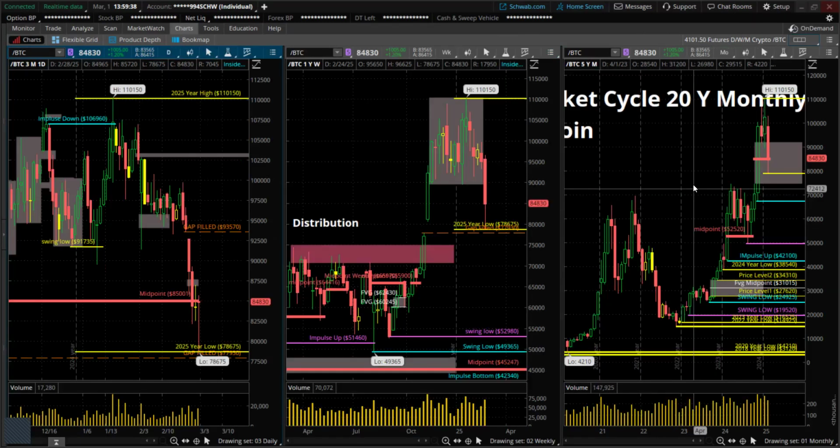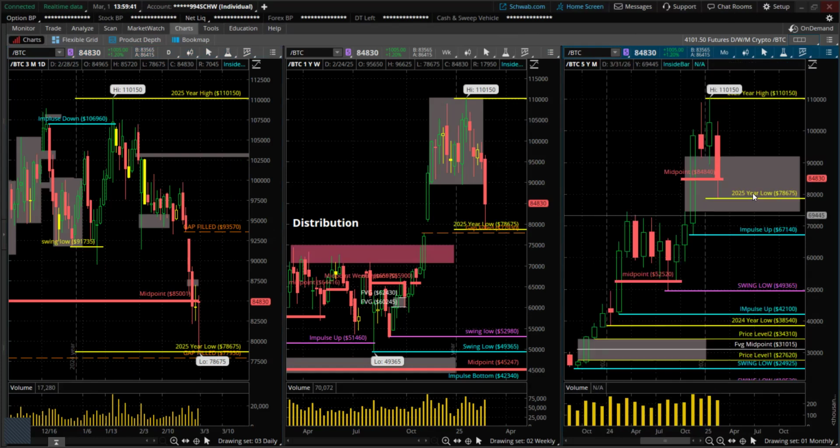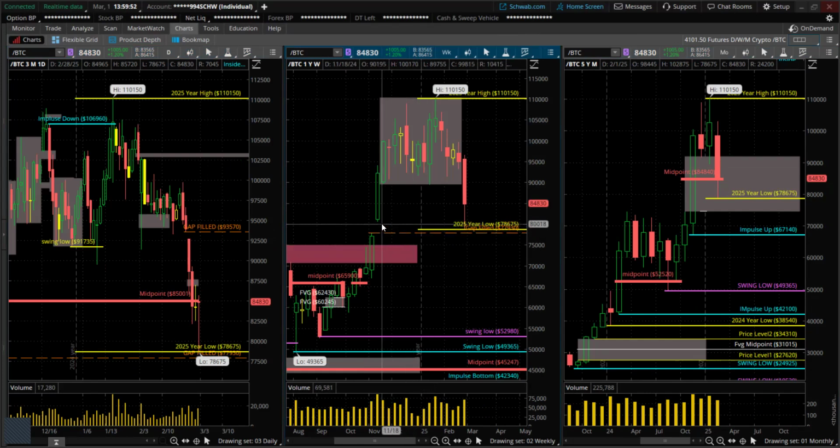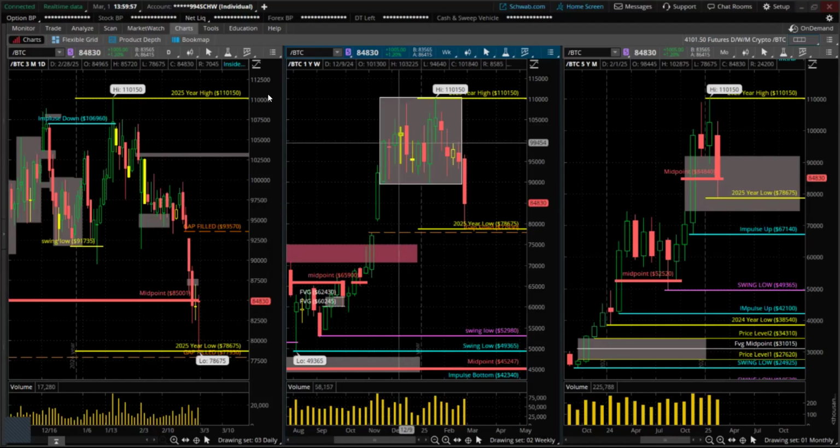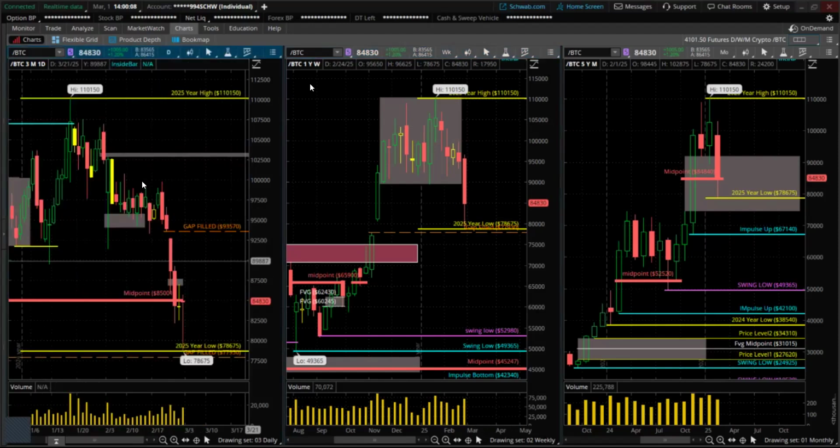Crypto, Bitcoin. Monthly. New low for the year. Huge dump. Weekly. Yep. Tested that gap, inside of it now. Huge consolidation for the past few weeks, which I've been saying, I believe it's distribution, smart money selling. Bearish, broke below it. Huge move down. Again, new low for the year. And the daily. Consolidation here. Distribution, smart money selling, dumped. New low for the year.